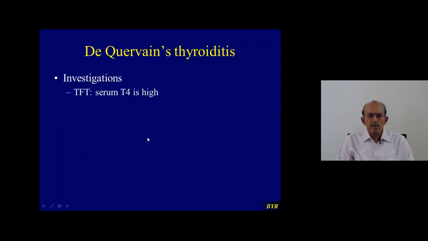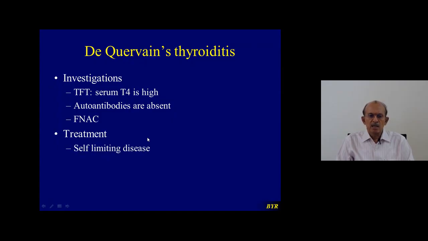Investigations: serum thyroxine may be high because of the inflammatory reaction. Autoantibodies are absent. FNAC helps. Treatment: it is a self-limiting disease because it is a viral disease. If there is a lot of pain, prednisolone 10 to 20 milligrams per day can be given for 7 days.